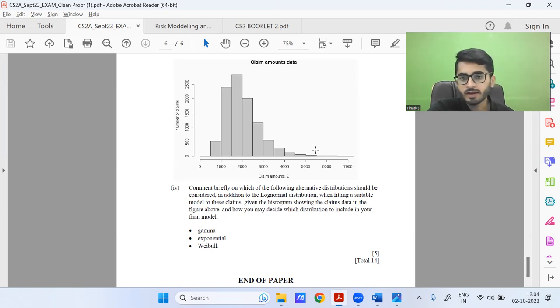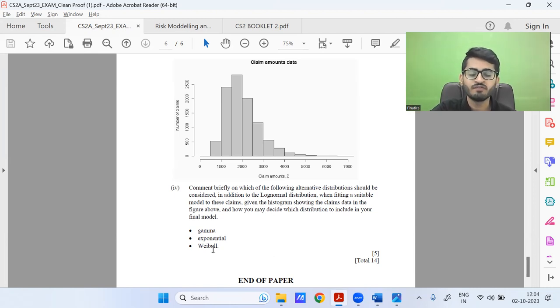Gamma seems to be fine, but I haven't honestly seen part two. I might have to look at the Weibull variable as well. So usually in the industry for claim distributions, they tend to use lognormal, they tend to use Weibull, they tend to use gamma as well. These three are the usually used ones for claim amounts.